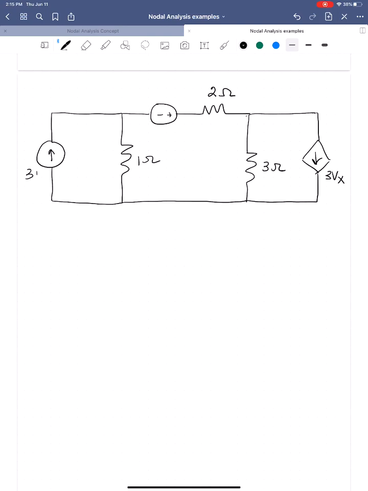This is a 1 ohm resistor. This is a 3 amp source, a 10 volt source, and this is the voltage Vx that controls this 3Vx source. Okay, and we are going to solve for the voltage Vx. So we're going to find Vx and the power absorbed by the 2 ohm resistor.